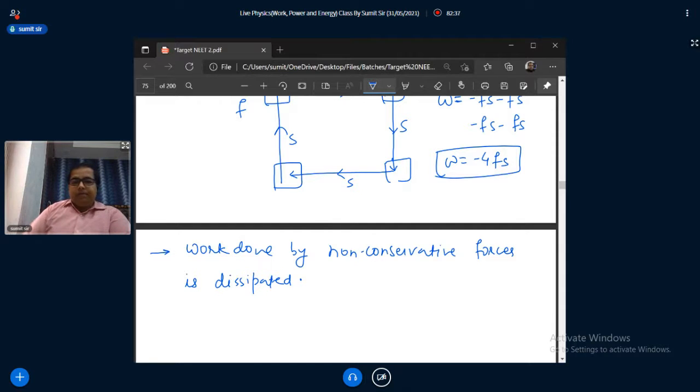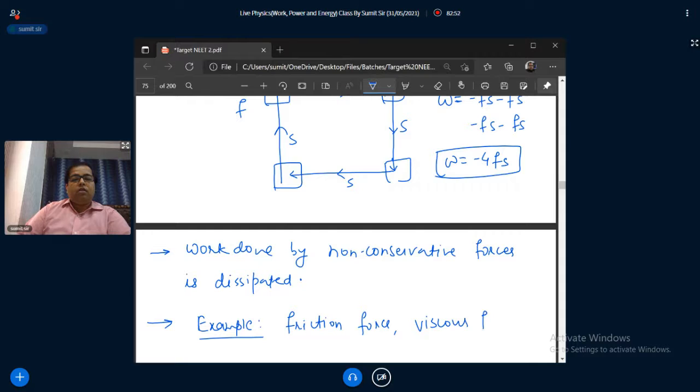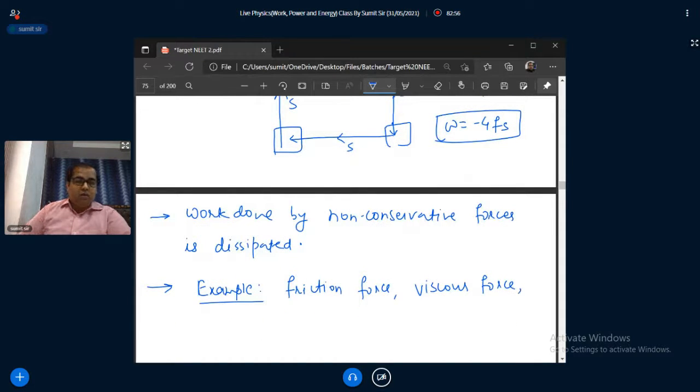Examples of non-conservative forces are friction force, viscous force, air resistance, etc. These are non-conservative forces.